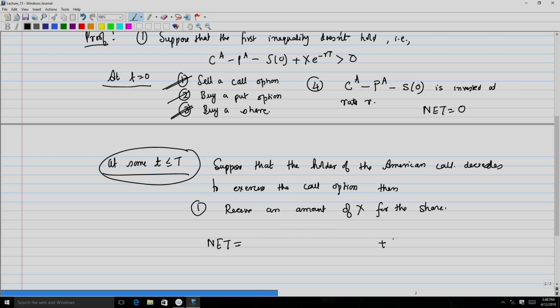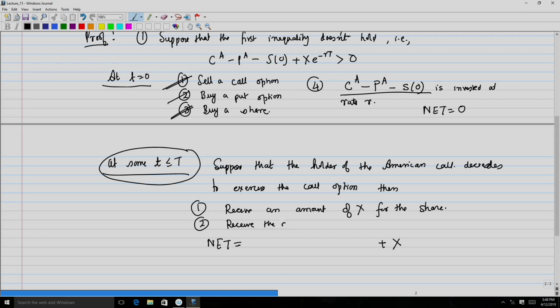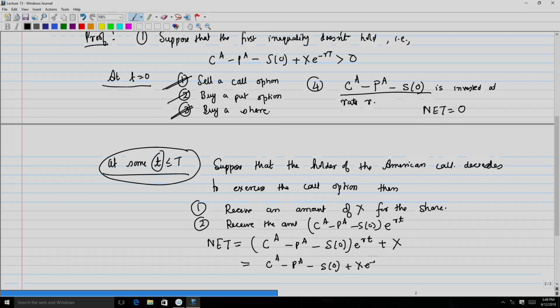So, here the net amount is that first of all you receive an amount of x for the share, and secondly you had invested Ca minus Pa minus S0 at rate r. So, you will receive the amount Ca minus Pa minus S0 with the accumulated interest. Remember, this is times small t. So, the accumulated interest will be given by a factor of e raised to r t. Hence, your net gain is going to be Ca minus Pa minus S0 whole thing into e raised to r t. Now, this can be written as Ca minus Pa minus S0 plus x e raised to minus r small t into e raised to r t.